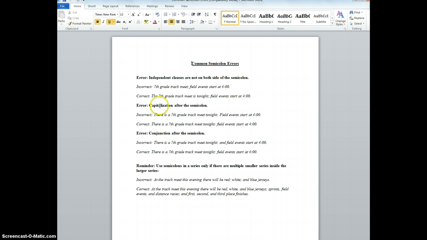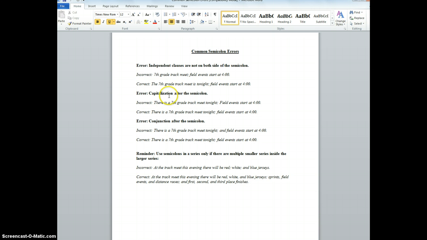Another error that I see is that people capitalize after the semicolon. This is incorrect. You do not capitalize what comes after the semicolon. You keep it lowercase. Also, people sometimes put a conjunction after the semicolon. The semicolon removes the need for the conjunction. So you do not need the conjunction. It should just read, there's a 7th grade track meet tonight; field events start at 4 o'clock.